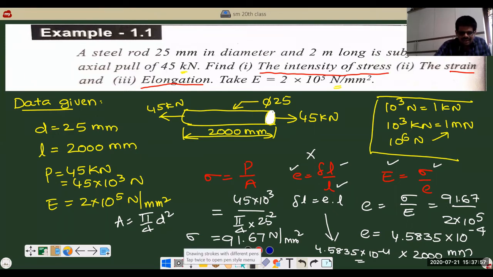Okay, okay. I will unmute. Don't worry. Now you can unmute yourself.